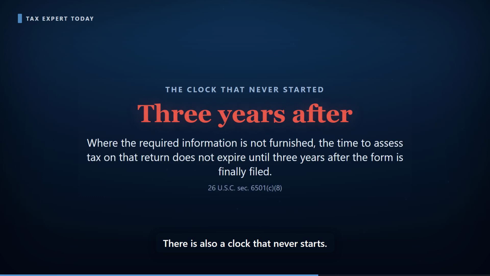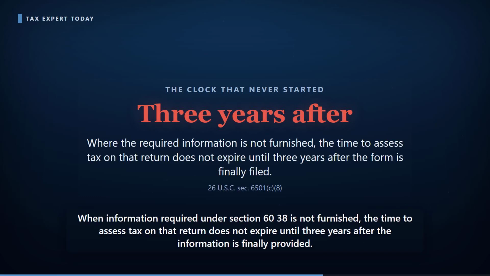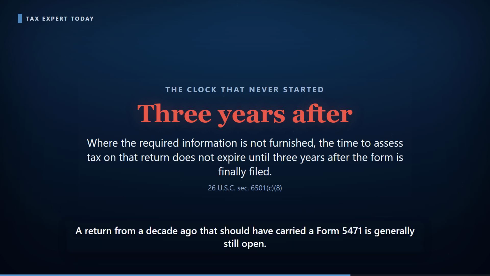There is also a clock that never starts. When information required under Section 6038 is not furnished, the time to assess tax on that return does not expire until 3 years after the information is finally provided. A return from a decade ago that should have carried a Form 5471 is generally still open.